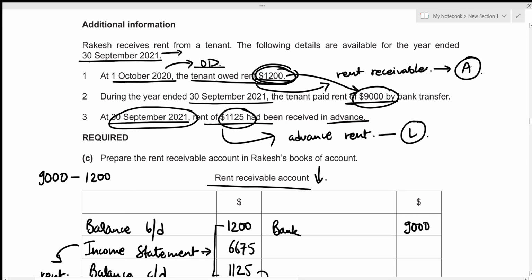Then we have our closing advance rent, meaning that this is the rent for next year, not this particular year. So this amount should not be included as the rent received in this year's income statement. So we need to deduct that as well. So that's negative 1,125, which again results in 6,675, which is the amount to be recorded in our income statement, like we figured out in our rent receivable account.